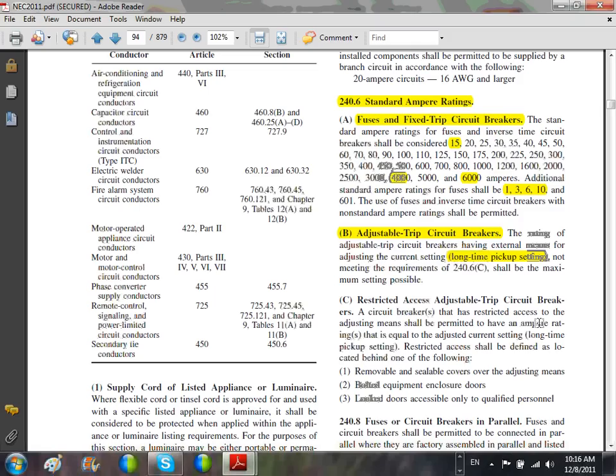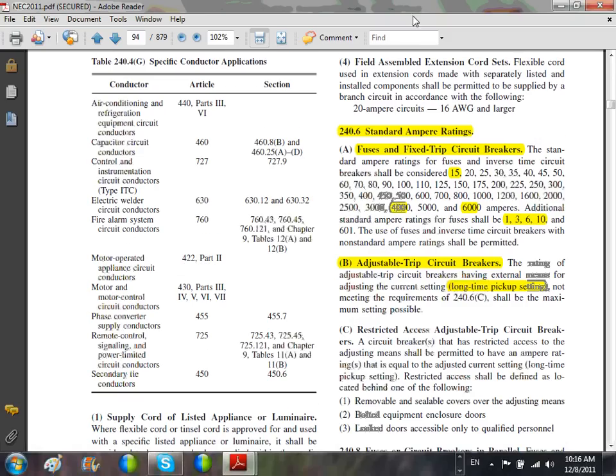The pickup setting is 0.9. So 0.9 times 1,000 gives me 900. Do I have a 900 circuit breaker, by the way? Look at this, from here to here, do I have a 900 circuit breaker? No. But if I have an adjustable circuit breaker, do I have a 900 circuit breaker?